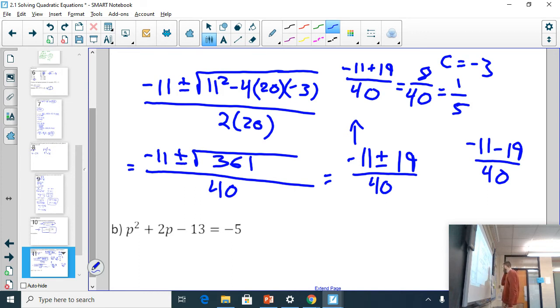And this one, we're going to get negative 30, right? Why is my brain stopping? Yeah, negative 30 over 40.